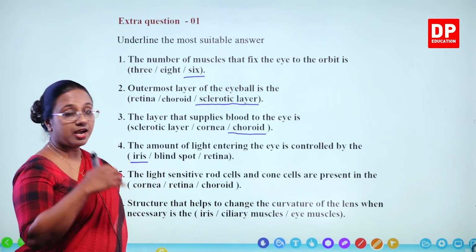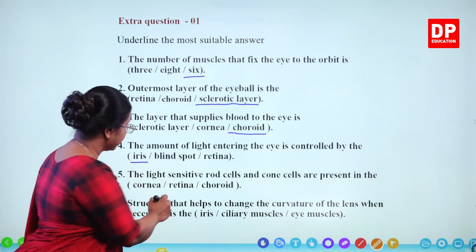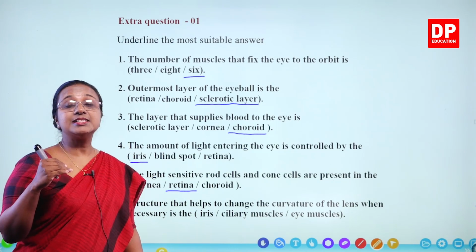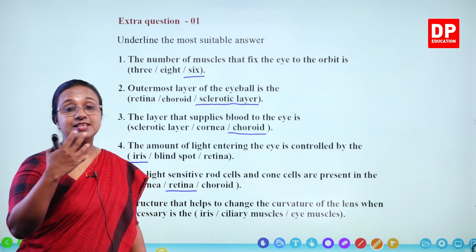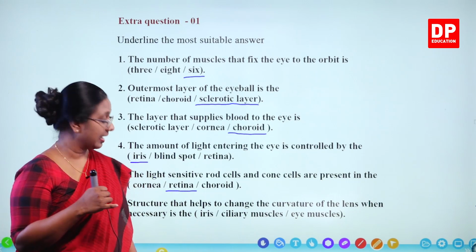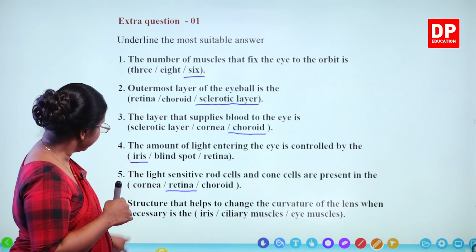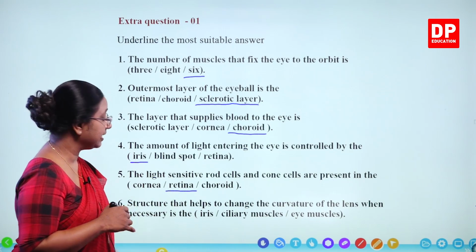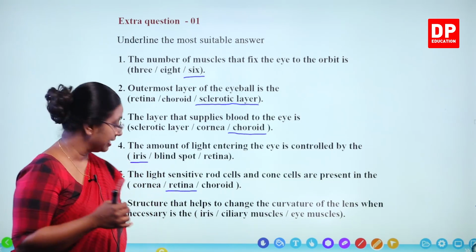So again, cornea, you all know the transparent layer. It has to be the retina, and choroid is inside the sclerotic layer. It supplies blood to the eye. And the sixth one, the structure that helps to change the curvature of the lens when necessary is the ciliary muscles.